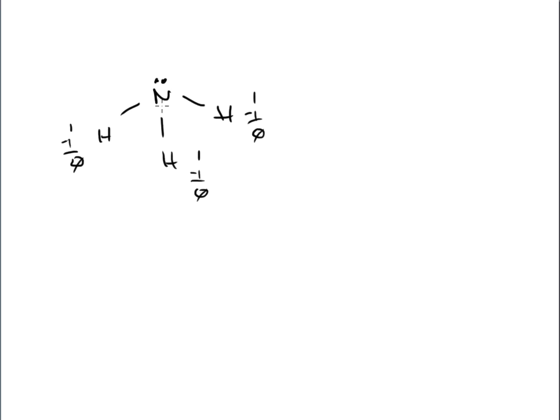And then finally, the nitrogen in the center. The nitrogen, if you look on the periodic table, will be in group 5. It says 5A up at the top.